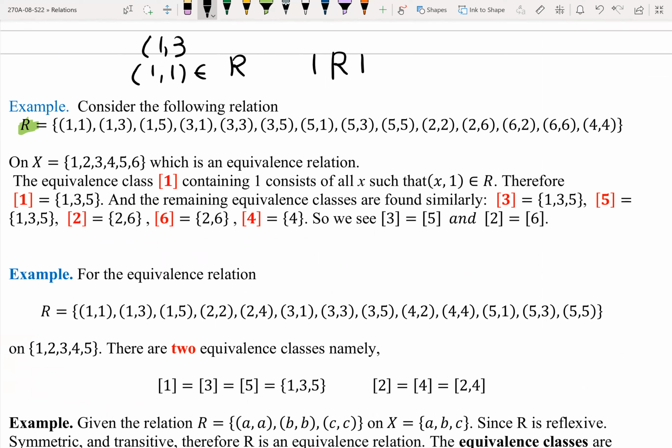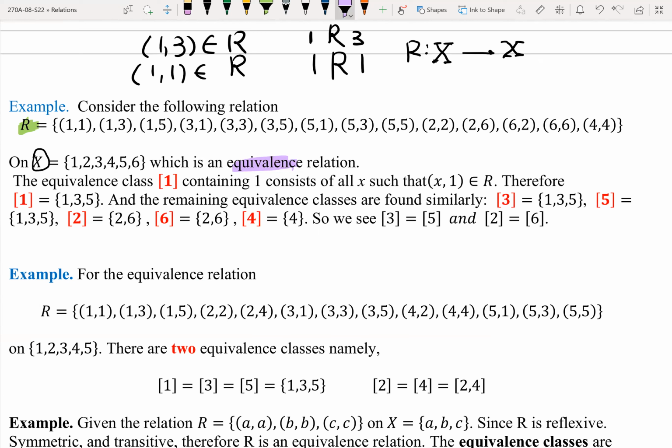When you have 1 and 3 in the relation, that means the first element is related to the second element. That's how we write it, okay? According to this relation, your inputs are the x, so the set of x is your inputs and the set of x is your outputs. So your relation is defined from the same set to the same set. It says it's an equivalency relation, so we can check. It's reflexive, it's transitive, and it's symmetric, okay?